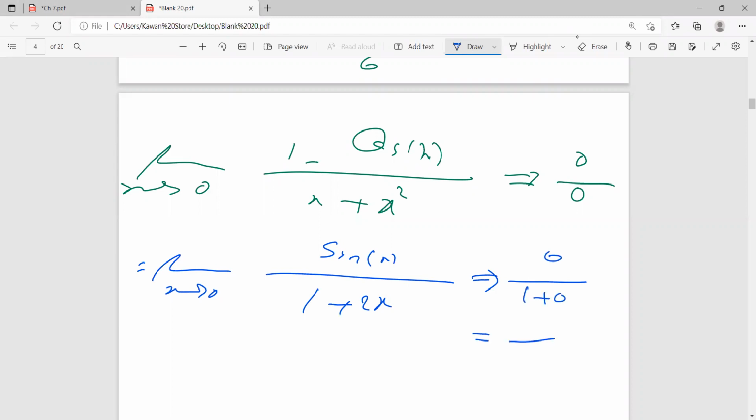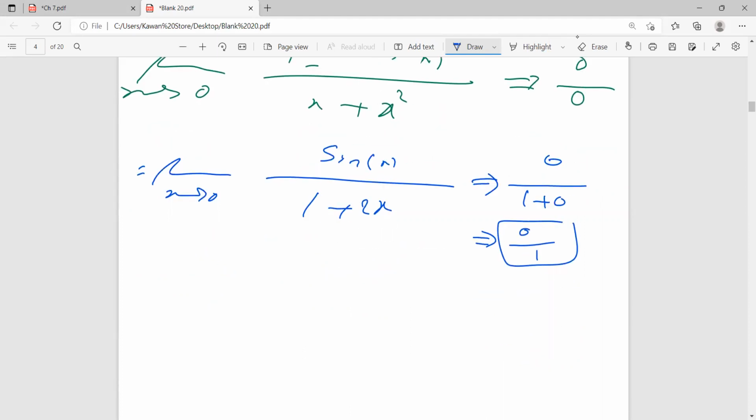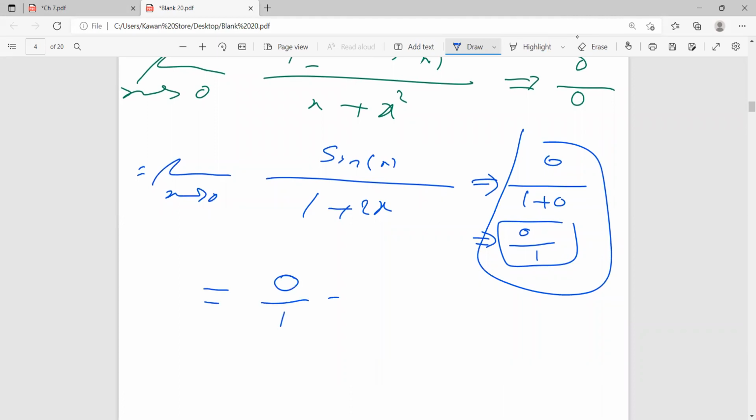Sorry, 0 over 1. So I'll get 0. The result is 0 over 1, which is equal to 0. It's okay. Even if I got 1 over 0, for example, I would write infinity and leave it, because it's not indeterminate. You cannot use L'Hopital a second time.